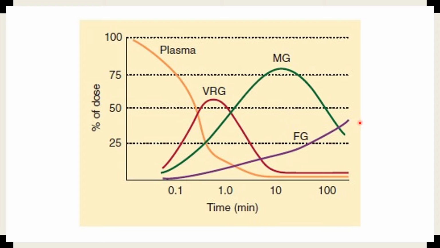As you can notice here, the concentration of the drug in the brain will decrease at this point, about 10 minutes after the drug is administered. Beyond that, there is a decline in the concentration of the drug in the brain, or the vessel-rich group, and there is also a gradual increase in the concentration of the drug in the fat group.